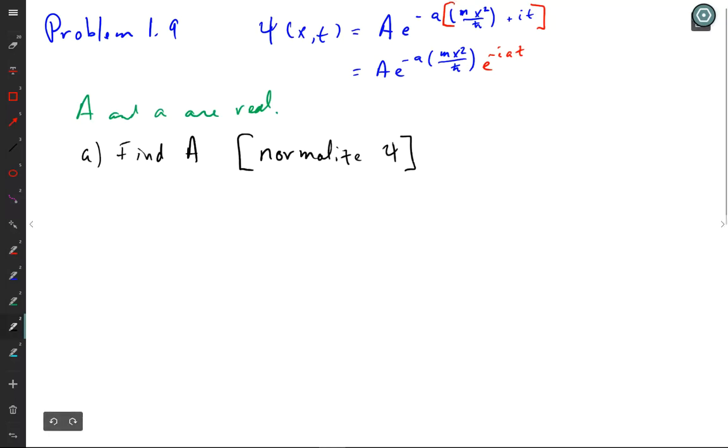So then I have to do my calculation. What is the calculation for normalization? 1 is equal to the integral from negative infinity to infinity of psi star (x,t) times psi (x,t) dx. I wouldn't even have said the x,t. I would just say psi star psi dx. And so I'll write psi star first. Remember, no star for the A because it's real.